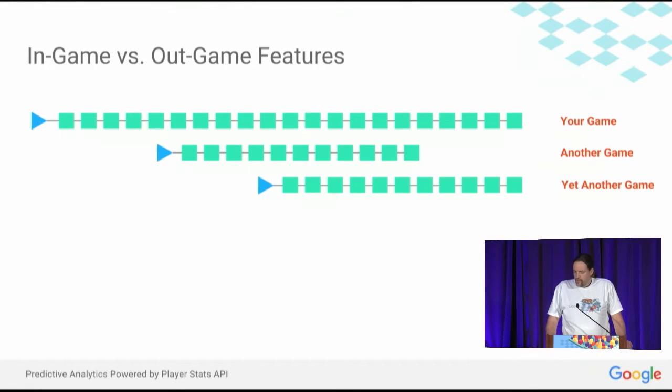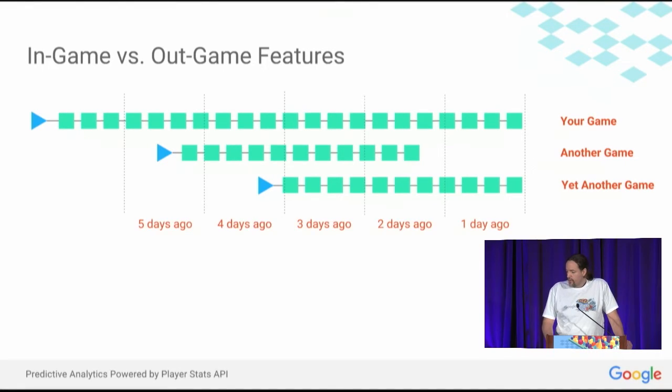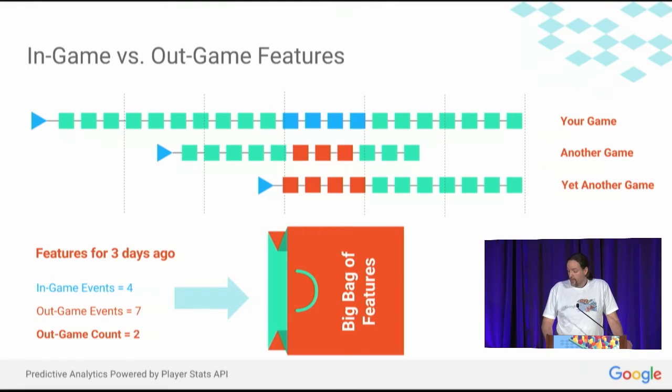But one thing that you couldn't do is you couldn't look at what users are doing in other games. So just like we're building time series for users in your game, we're building time series for users in all of the games that they're playing. So let's say that this particular user is playing 3 games right now. He's playing your game and 2 other games. We can separate all of these games into temporal windows, 1 day ago, 2 days ago, 3 days ago. And we can look, for instance, at what's happening 3 days ago. Well, let's say 3 days ago, the user triggered 4 different events in your time series. But he was playing 2 other games, and in those other games, he triggered a total of 7 events. Well, these are just more features that get dumped into our big bag of features.